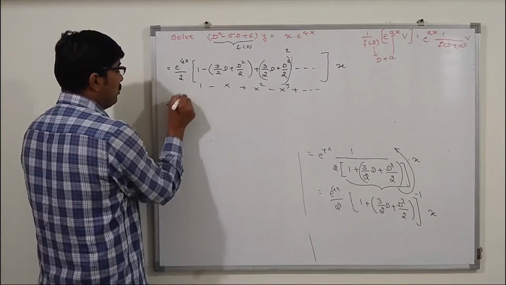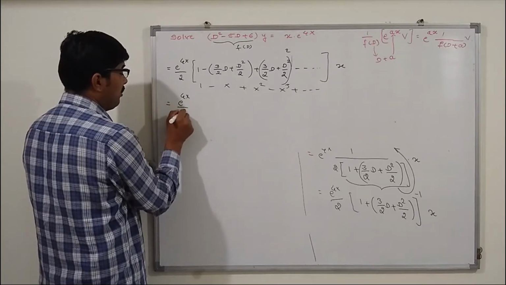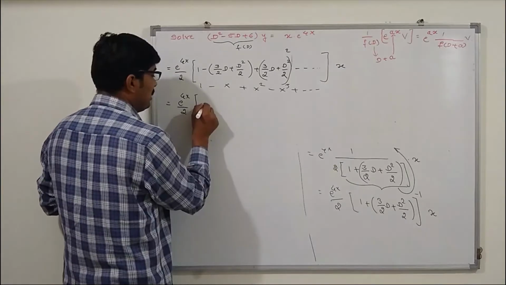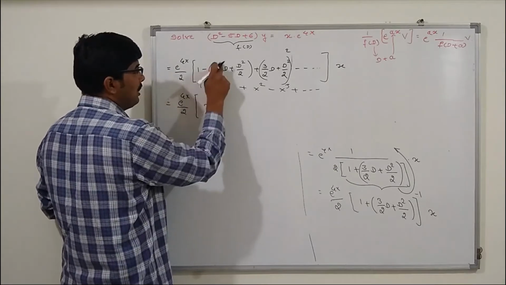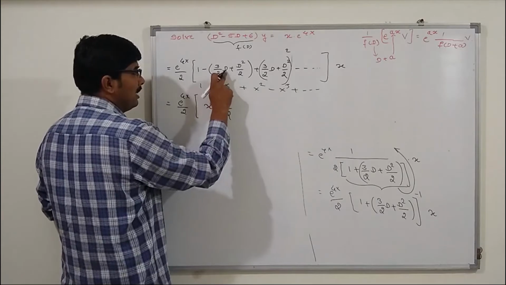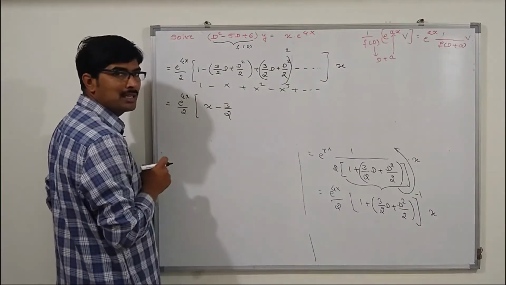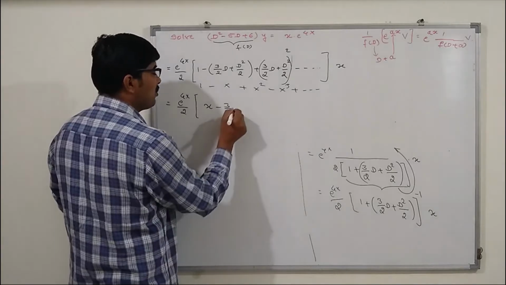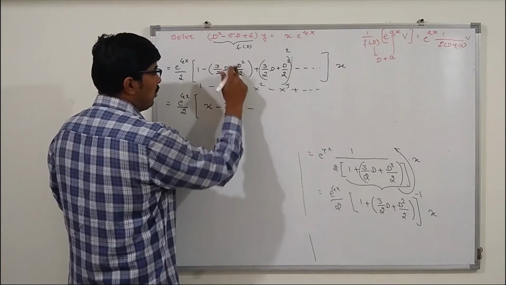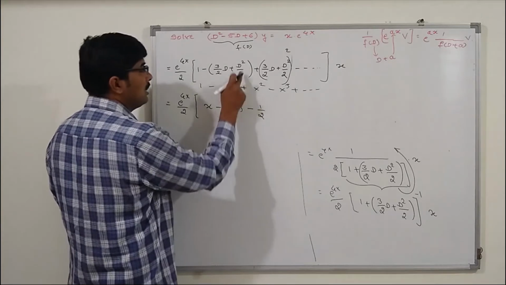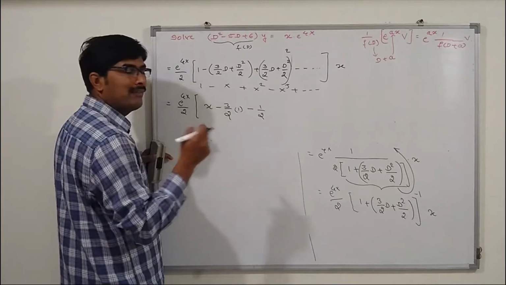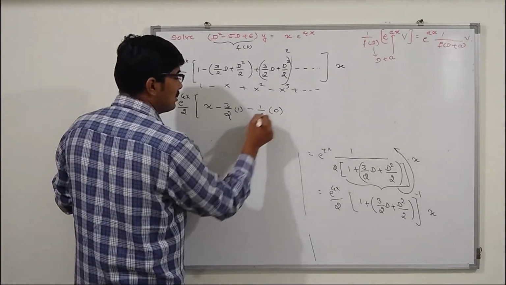This is equal to e raised to 4x divided by 2 into bracket. Now 1 into x is x, minus 3 by 2 into D, where minus 3 by 2 I will write as it is. D of x is nothing but differentiation of x, and differentiation of x is equal to 1. Next, minus into plus is minus. 1 divided by 2 is constant. The remaining term is D square. What is the second differentiation of x? Second differentiation of x is equal to 0.